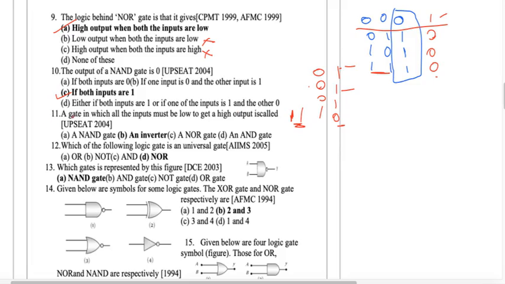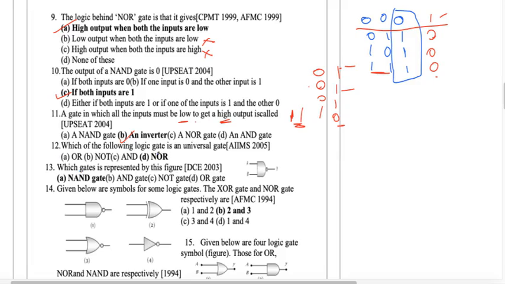Question number 11. A gate in which all the inputs must be low to get a high output is called. A gate in which all the inputs must be low to get an output, which is then opposite. A NOR gate. If one input is low and the other input is high, it doesn't work here. Whereas in an AND gate, both the inputs should be equal, that is 1, 1 and high, then only you will get output 1. Whereas in a NOR gate, it is different. It is only an inverter. When all the inputs are low, you will get a high output.